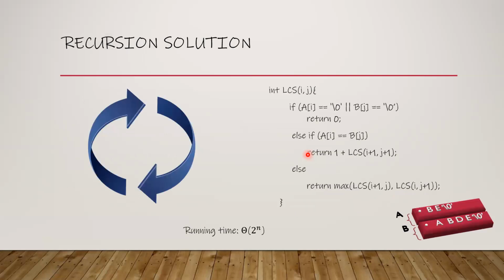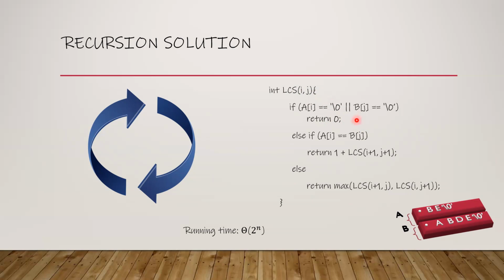Well, let's look at the recursive solving method. This algorithm is for finding LCS with the recursive method. So here I have taken two strings that are terminated by \0. Here the parameters of this algorithm, i and j, will work as starting indices of the strings and initially they will be 0, 0. If any of the characters is \0, then it returns 0.